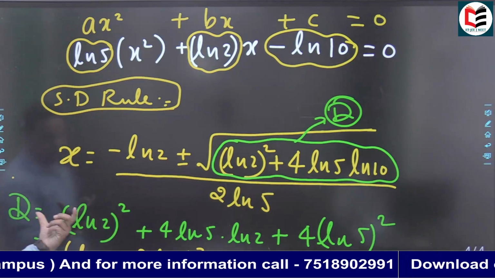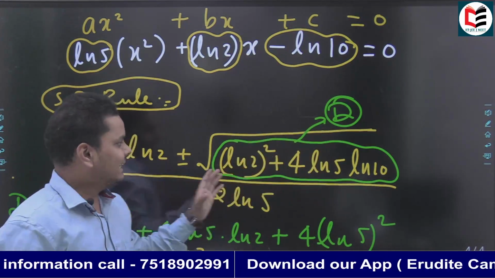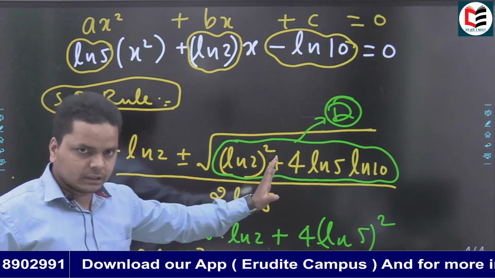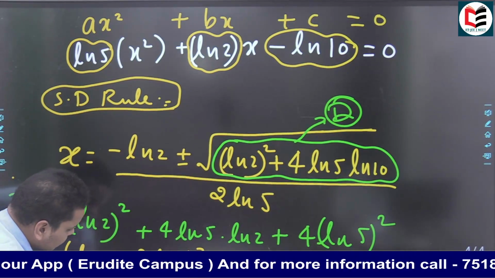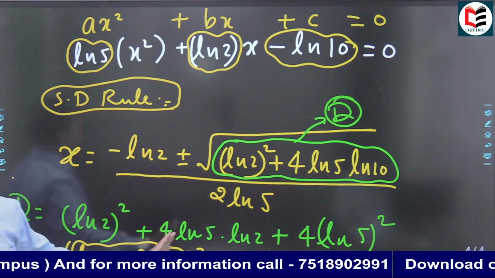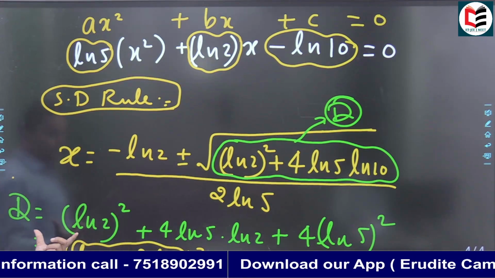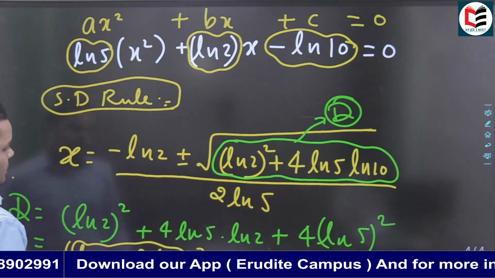If we put a perfect square in the discriminant, meaning inside the square root, then its value will be ln 2 + 2 ln 5, provided this is positive. All right, this should be positive.